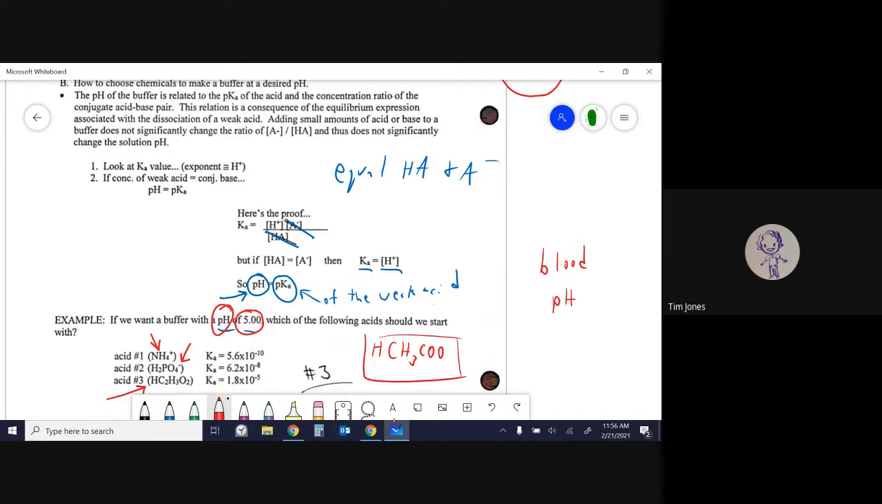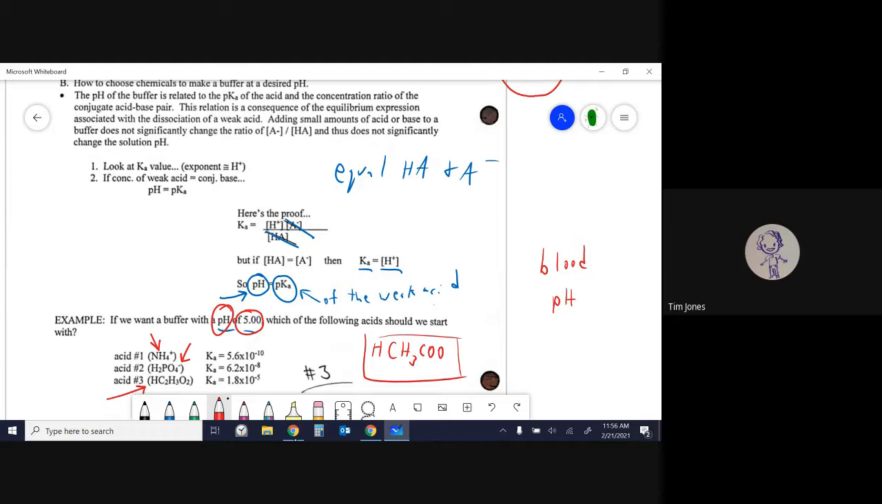Anyway, these 3 acids, of which I left off some of the spectator ions on acid 1 and 2, don't worry about it, have the relative Kas. And so the question is, which one would be a good one to just at least consider for a buffer with a pH of 5? Now, by the way, all of these acids by themselves are not a buffer. This is just a good starting point.